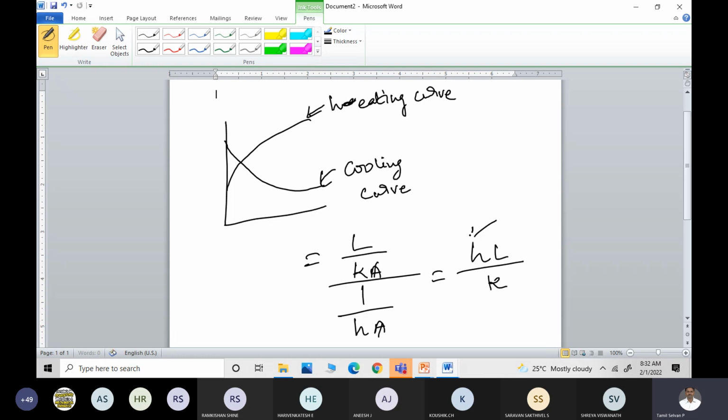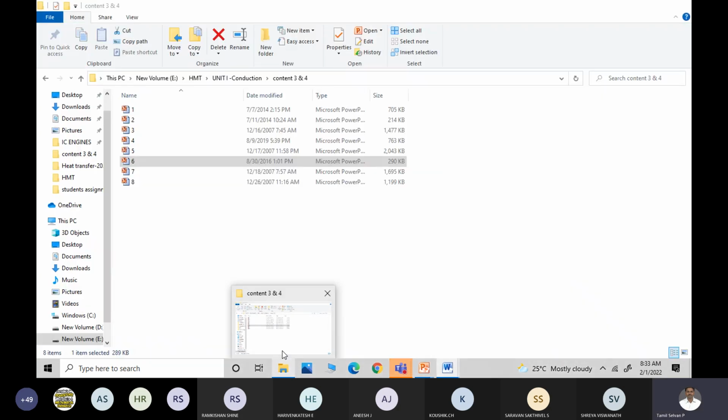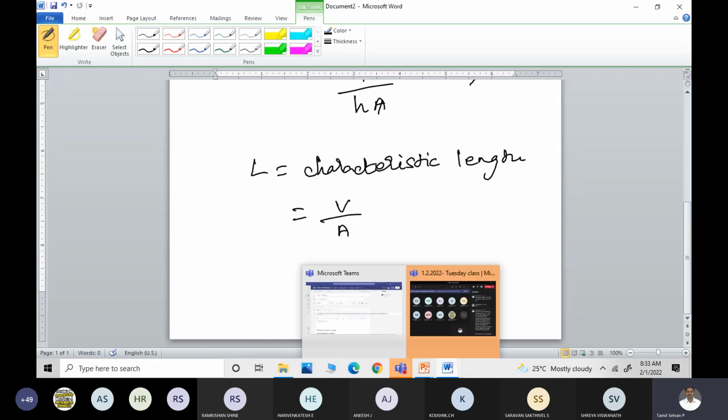Where h is the convective heat transfer coefficient of the fluid with the solid, k is the thermal conductivity, and L is the characteristic length. This characteristic length is nothing but volume by area. Is it fine, students? Yes, sir.